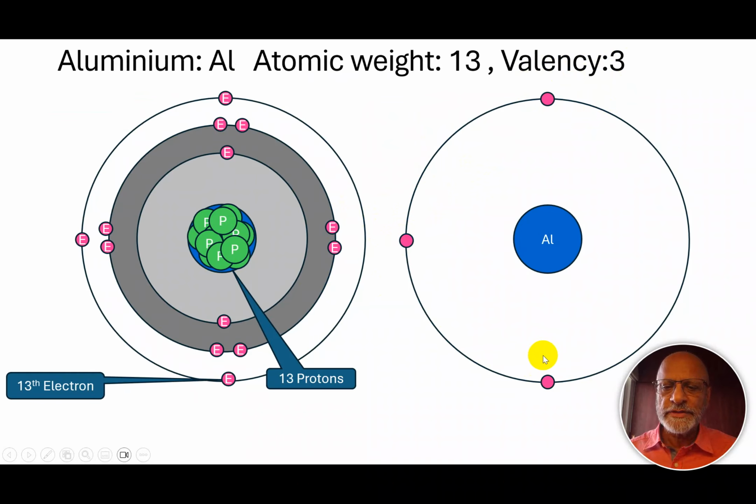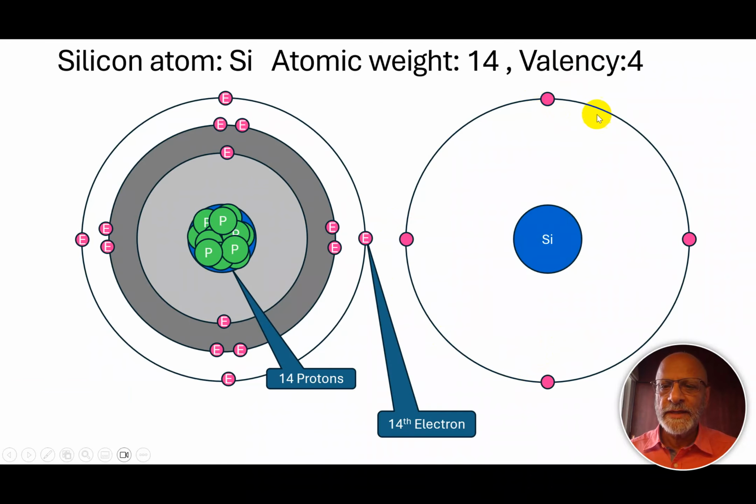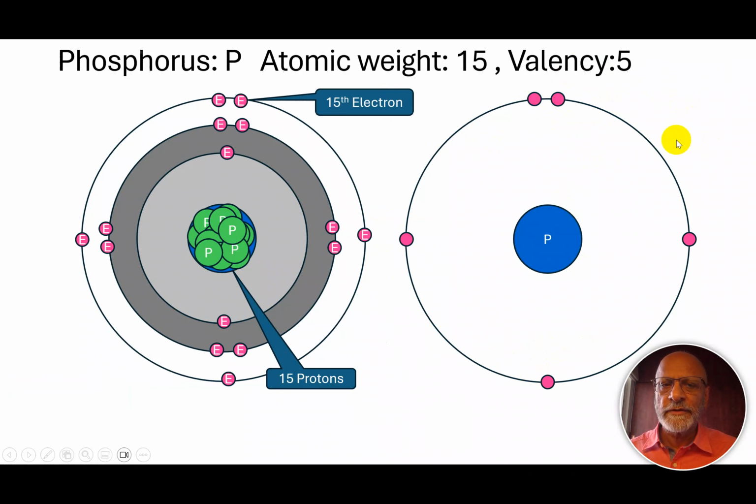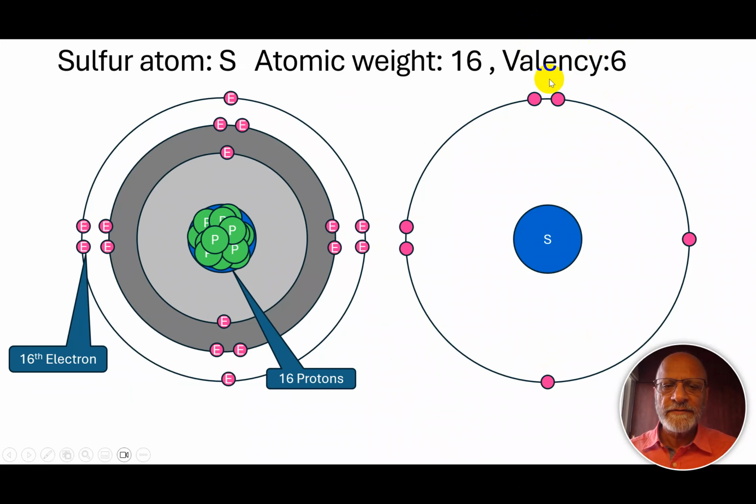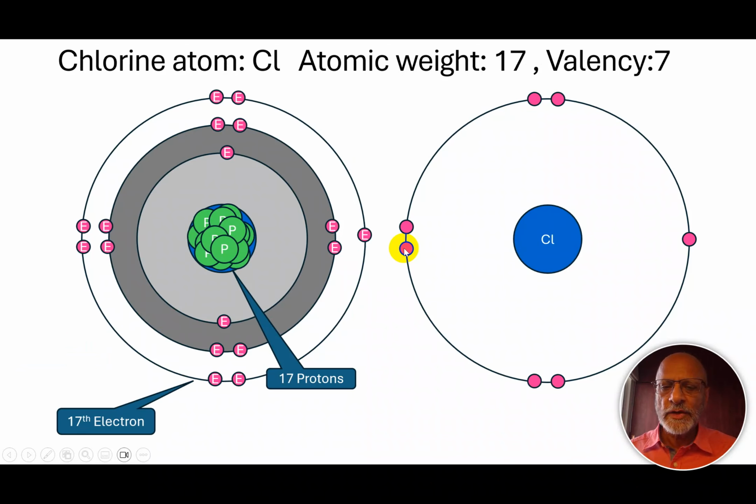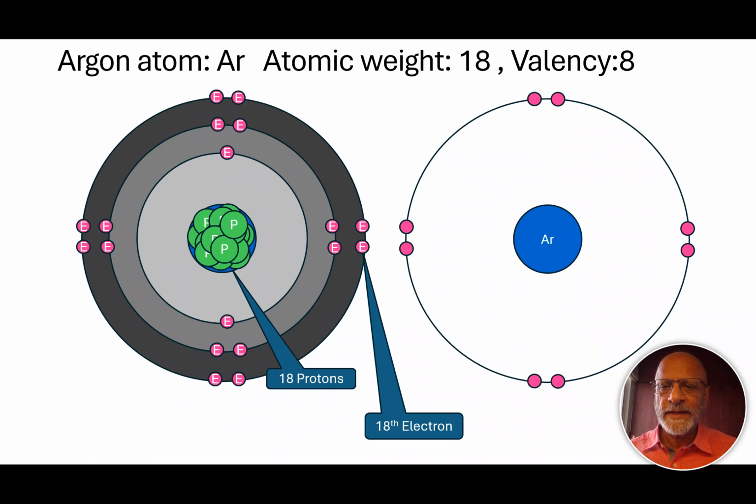Aluminum introduces a third electron, valency 3. Silicon introduces a fourth, therefore valency is 4. Phosphorus introduces a fifth, valency 5. Sulfur introduces a sixth, valency 6. Chlorine introduces a seventh, valency 7. And argon introduces the 8th, the octet is complete, and it has gone inert.